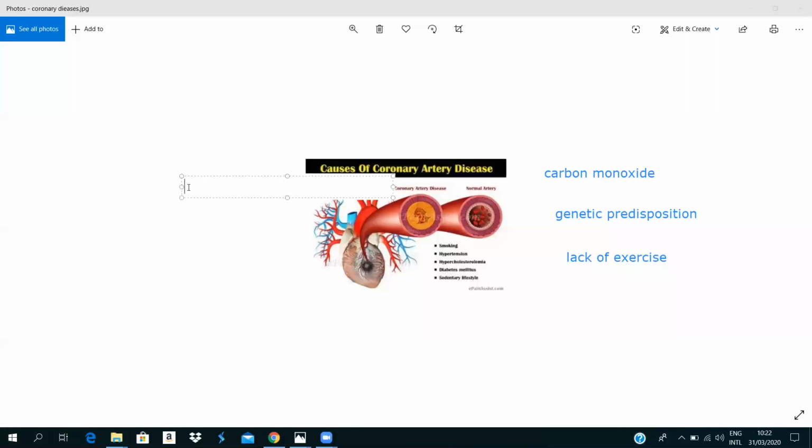Now, we said there are coronary heart diseases. We said there are a lot of causes of coronary heart disease, such as fatty deposits. We said fatty deposits are called atheroma, which block the artery, as you see in front of you. Then it will lead to a blood clot.